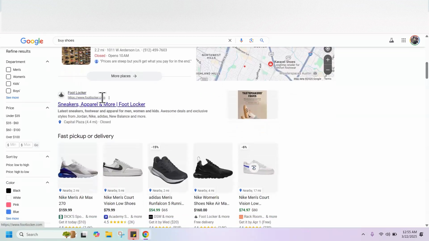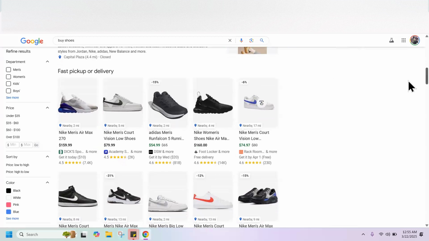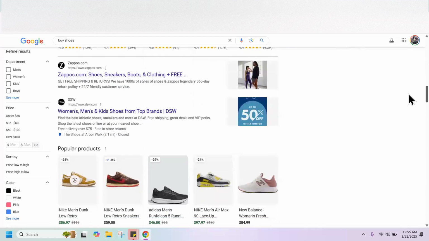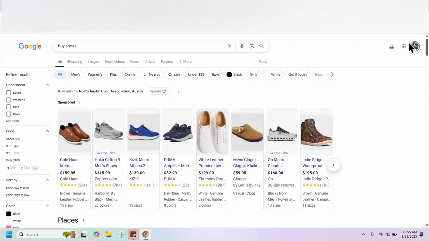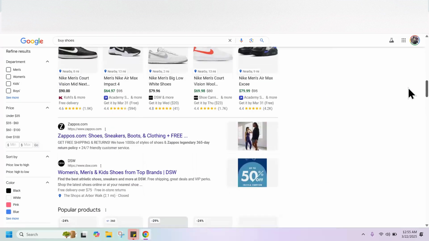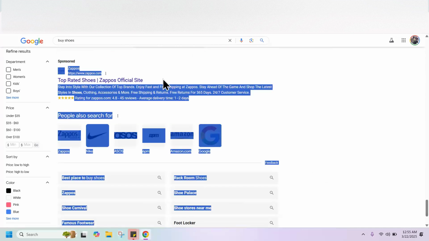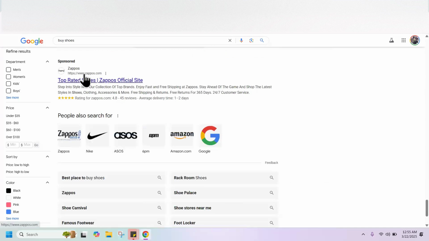Is that the display URL? www.footlocker.com? Yes, this one. So can you scroll down? No, this is not an ad. I'm trying to find an ad. Hold on. Where's the sponsored? You can type dog foods. Right there. Yes, that's the display URL right there, zappos.com, right?